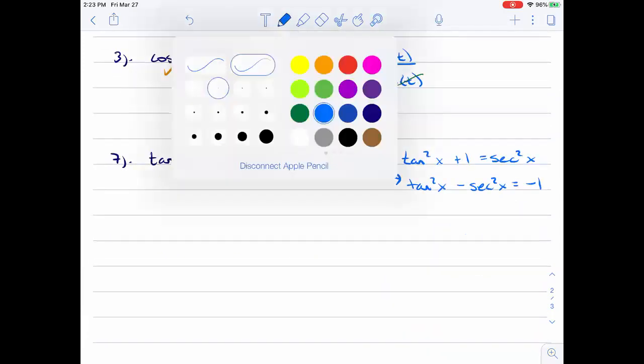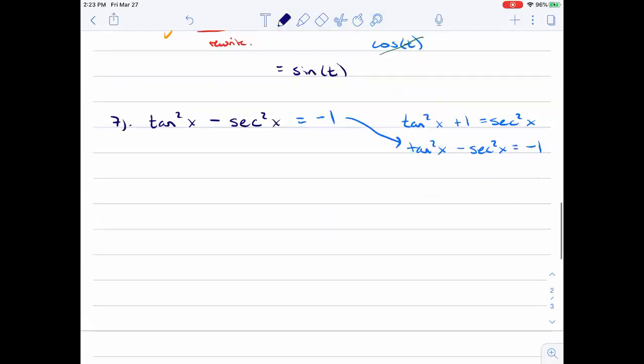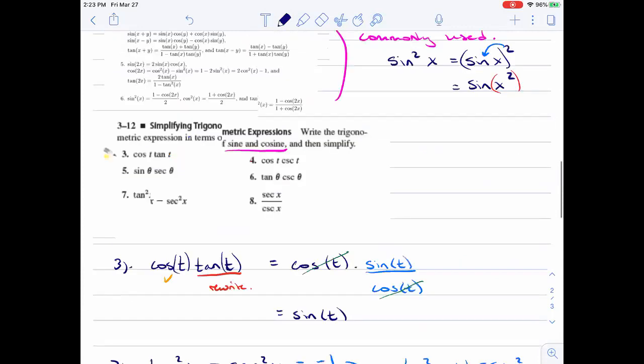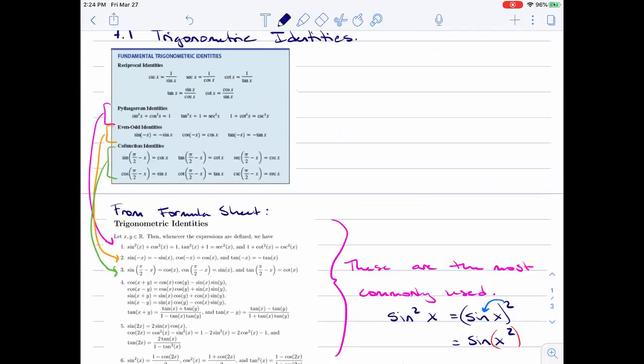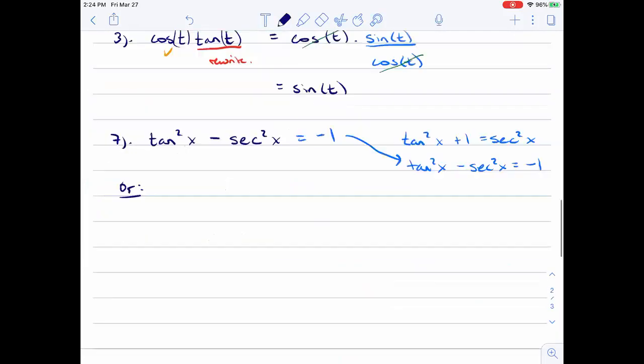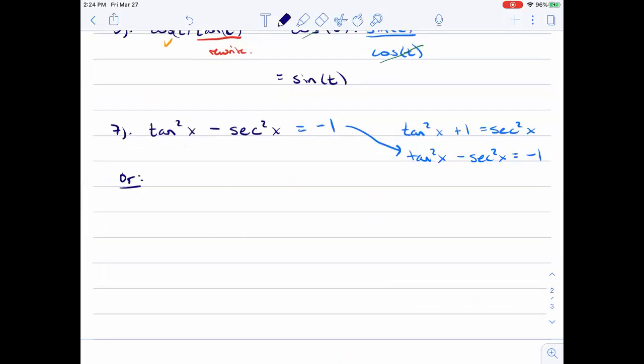Another way that we could do this is, well, tan squared x, let's use this instead. Let's do what it told us to do and rewrite it in terms of sine and cosine. So then tan squared x is sine x over cos x all squared. And then secant squared x is 1 over cos x all squared. So let's use that instead. We can rewrite it as sine x over cos x all squared minus 1 over cos x all squared.